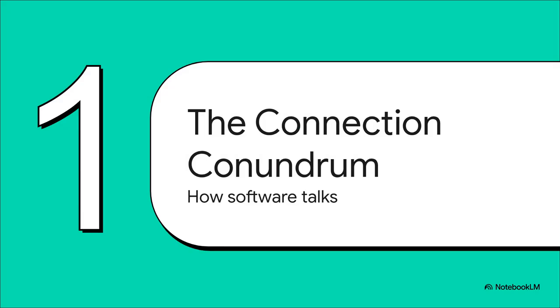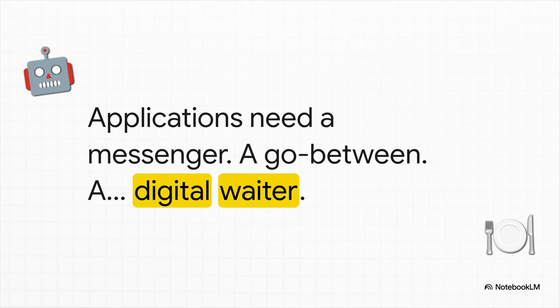So, that's the core problem we're talking about. It's this connection conundrum. See, most applications are like their own little isolated islands, with their own data and their own rules. For them to work together, they need some kind of bridge. They need a totally reliable way to ask for information and then get a response that they can actually understand. So, how do we build that bridge? Well, the solution is to have a dedicated messenger, right? A kind of go-between that handles all the back and forth communication.